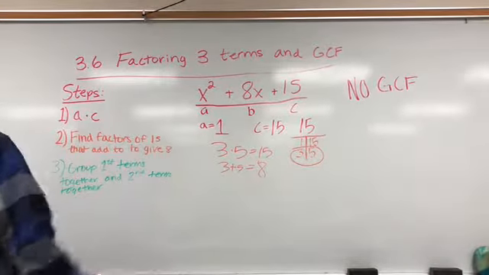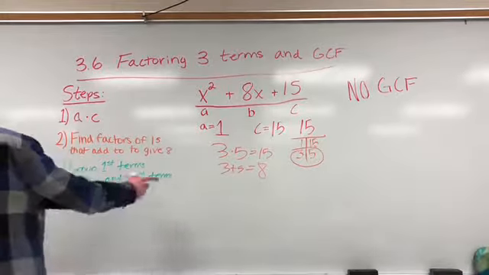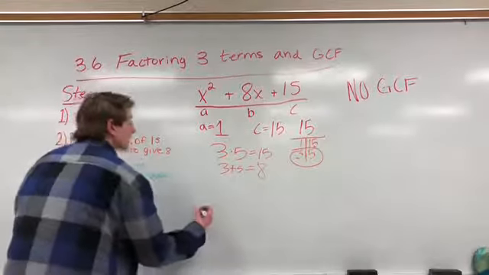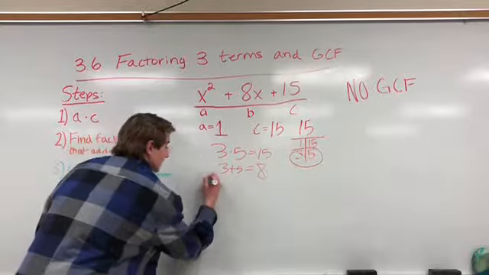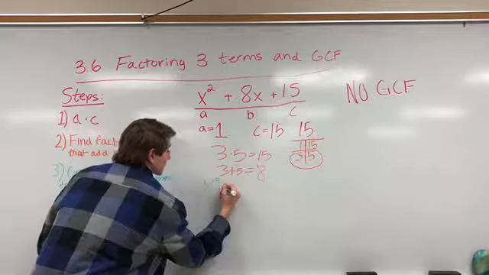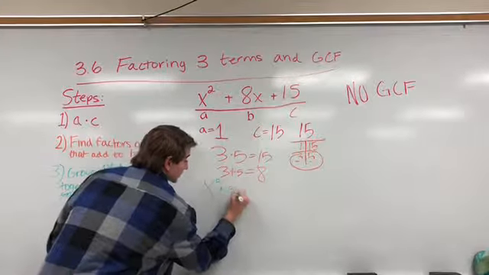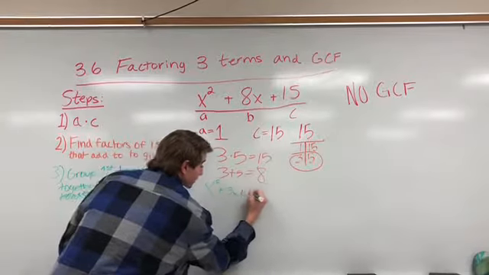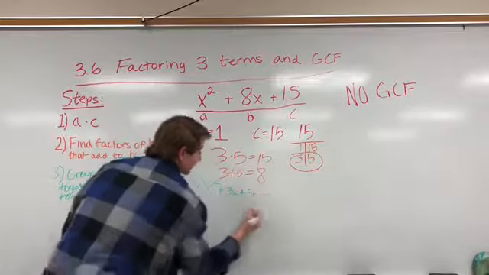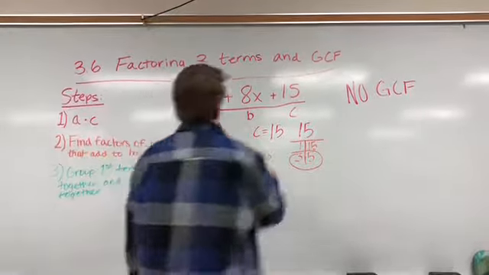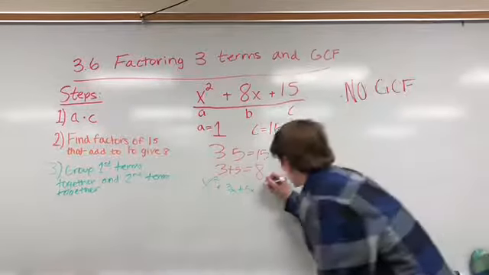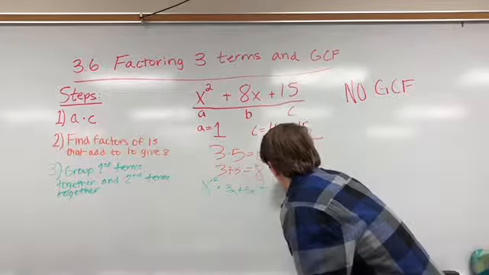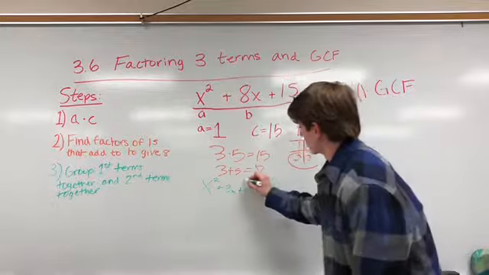So that leads us to our third step, grouping the first terms and the second terms together. So it gives us x squared plus 3x that we get from that factor, plus the other 5x, because that added up gives us the 8x that we needed from our original problem, plus 15. And then grouping those.